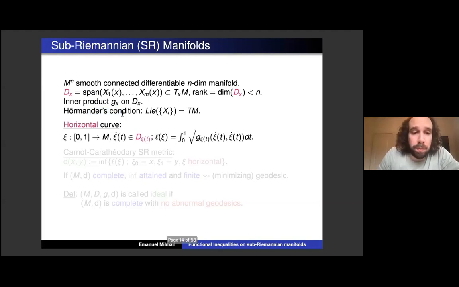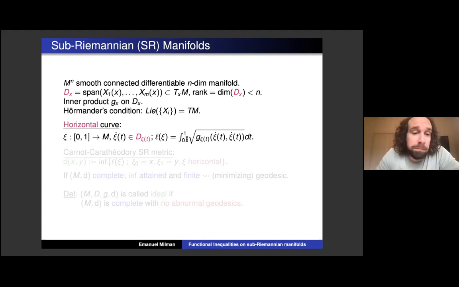Now that we've specified our legal directions, we can talk about legal curves, or horizontal curves. What are those? This is an absolutely continuous map from the interval [0,1] to our space. In fact, all of our curves, all of our geodesics, will always be parameterized on the interval [0,1]. And as we said, we're only allowed to move in the legal directions, so the derivative always lies in the distribution. Now that we have a notion of a horizontal curve, we can define its length in the usual way we do in the Riemannian setting, this way. And this is clearly invariant under reparametrization.